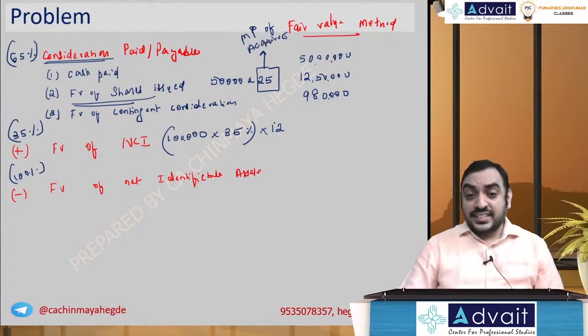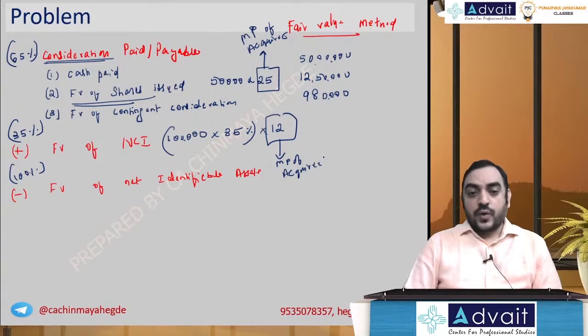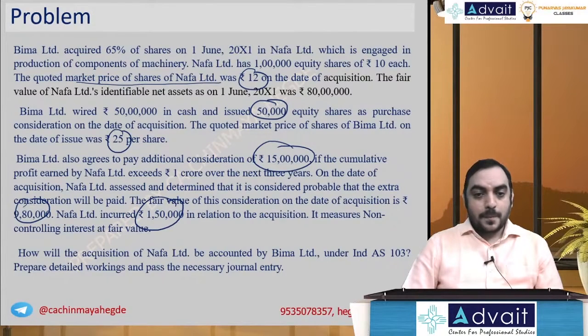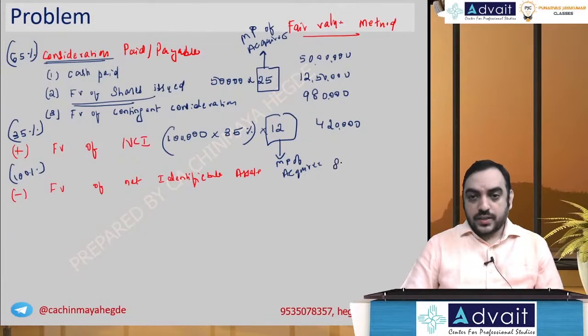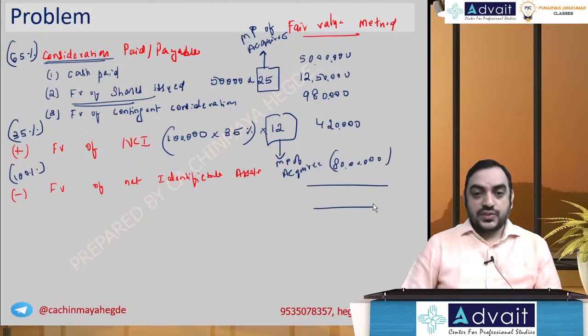But when you're valuing the NCI fair value, if they're not given specifically, then you take market price of acquiree or target company. Market price of acquiree. So 1 lakh shares into 35% means 35,000 into 12, 4 lakh 20,000. Fair value of net identifiable assets, 80 lakhs. Subtract. If positive comes, goodwill. Negative comes, gain on bargain purchase.